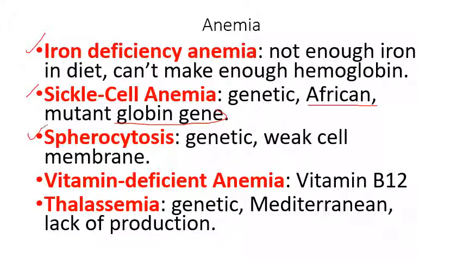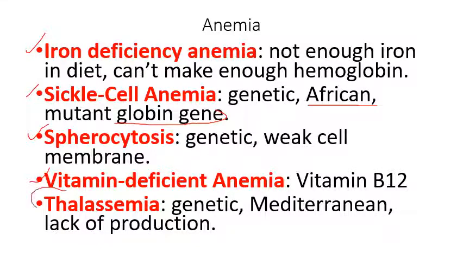Spherocytosis is a genetic mutation that causes the cell membrane to become weak, allowing more water to diffuse into the cell, causing the cell to swell up. And again, the surface of the blood cell doesn't feel proper, so the spleen will destroy those cells. And so spherocytosis is another example of an autolytic anemia. Okay, vitamin deficiency anemia, you don't have enough vitamin B12 and it causes the cells to be malformed.